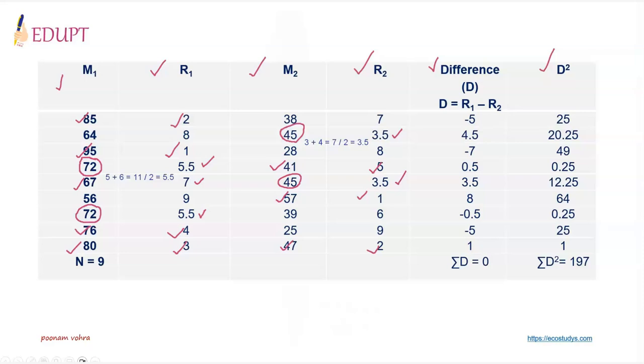First is 2 minus 7, it is minus 5. Next is 8 minus 3.5, you get 4.5. And in a similar manner, find the difference for each rank and then square the difference. 5 into 5 is 25, 4.5 into 4.5 is 20.25, and so on. And have the summation of d square, which is 197 in this case.